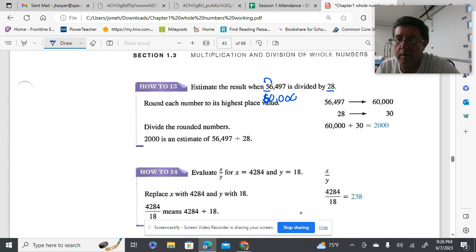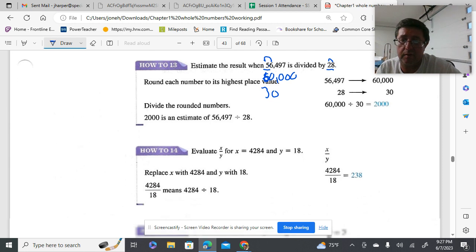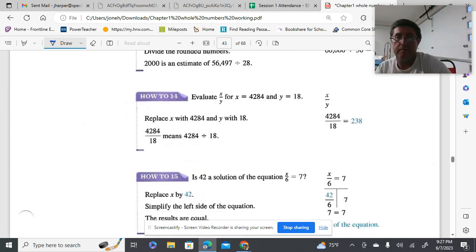Okay, then we have it divided by 28. Well, let's round that. We have a 2 there and we have an 8. That means we round up. So it is 60,000 divided by 30. You can figure that out. I myself, I could do 6 divided by 3 is 2, and then, yeah, I myself would use a calculator in an instant like that. There is nothing wrong with that.